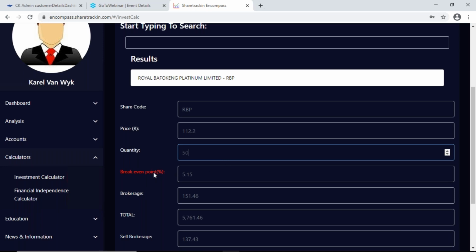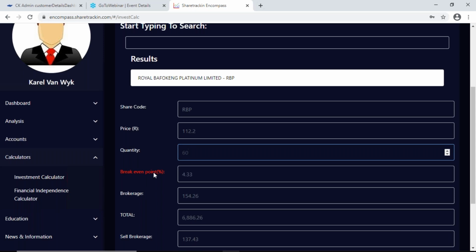It gives you a break-even point. So your break-even point percentage would be the percentage that you are going to start in a minus with because of the brokerage fees that you are paying. So immediately when I buy the share, I'm already exceeding my value of the share. So I'm going to start in a minus. And so ideally your break-even point would be underneath 4%.